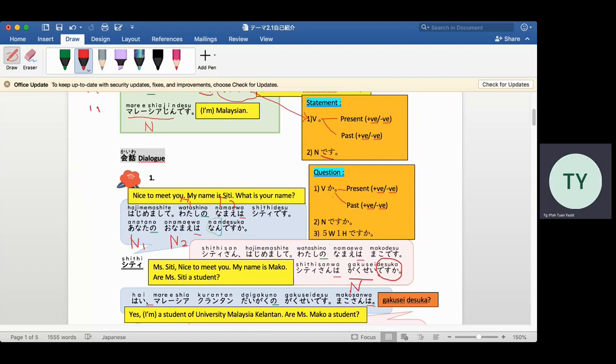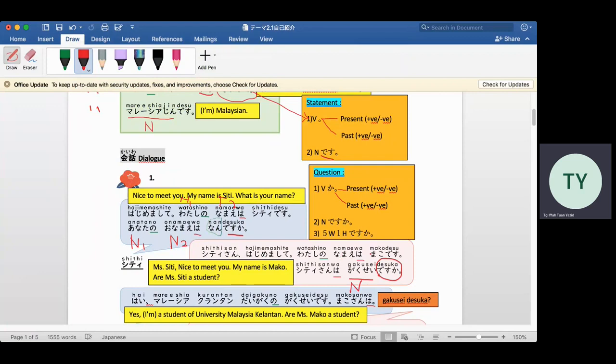And the third one under the question category: when there is 5W1H, you can use desu ka as well at the back. Example: nan. Nan is what, under the category 5W1H. So you have desu ka at the back to make it a question. So the question sounds like, what is your name? Anata no namae wa nan desu ka? Nan, what, because nan is 5W1H and it's categorized as a question marker. So remember, after 5W1H, you put desu ka.